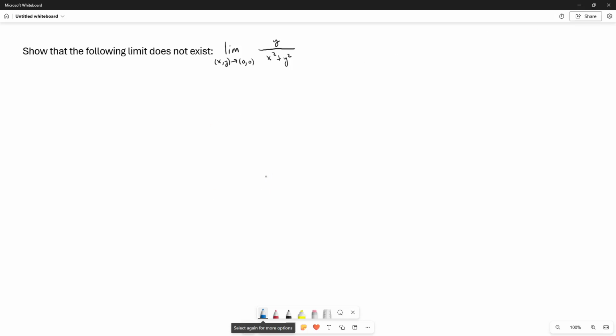Show that the following limit does not exist. We have the limit as the point (x, y) heads towards the origin, (0, 0), of the fraction y divided by x squared plus y squared.